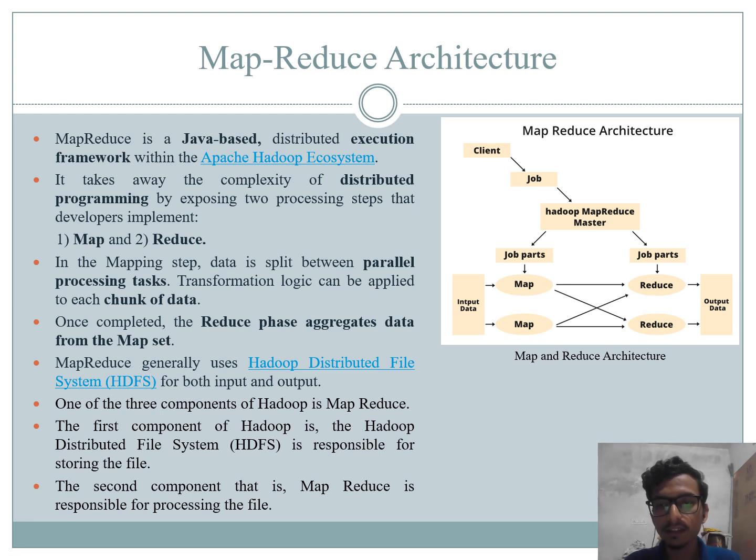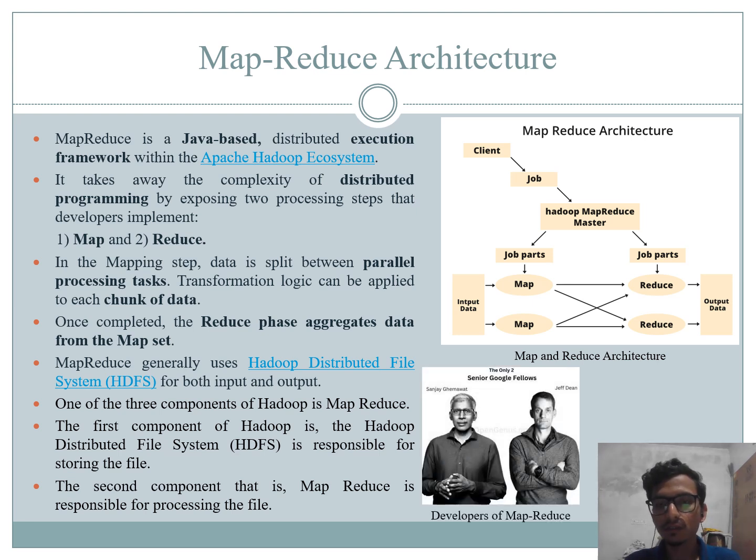There is a client. Client is someone who makes a request for some sort of data. Then that task becomes a job. There is a Hadoop MapReduce master, and there is a slave, which is called the task tracker. The master is someone who keeps an eye on the tracker, and the task tracker is someone who actually does the work. There are two types of functions. The first one is map, and the next one is reduce.